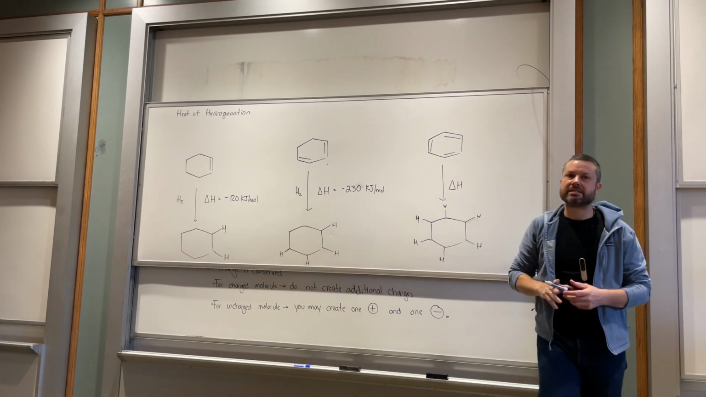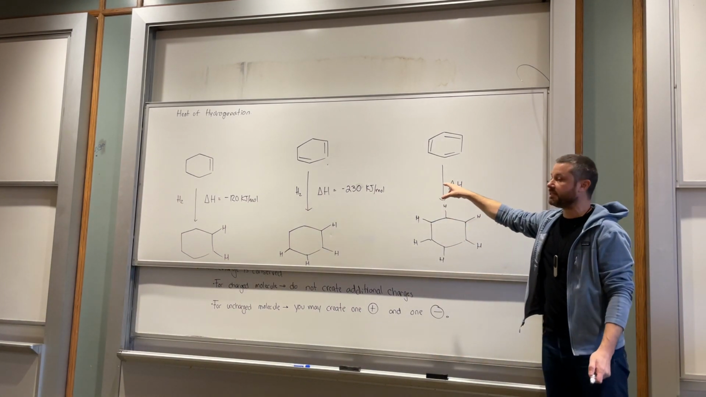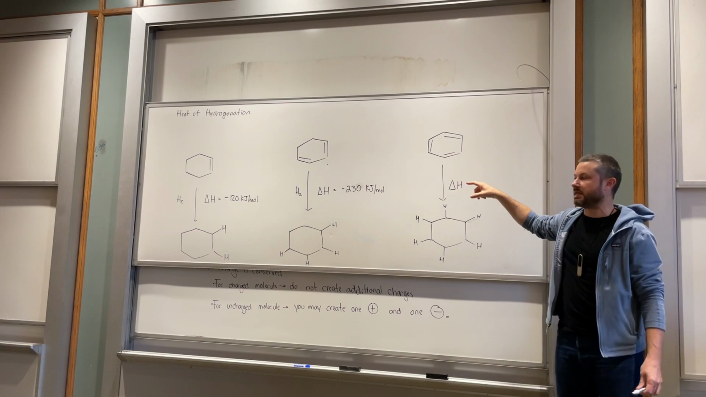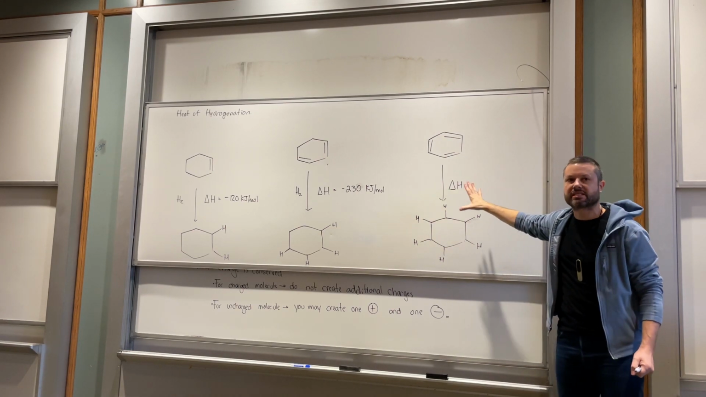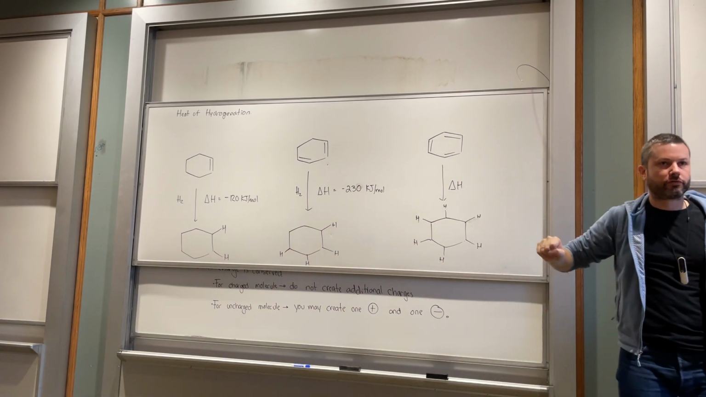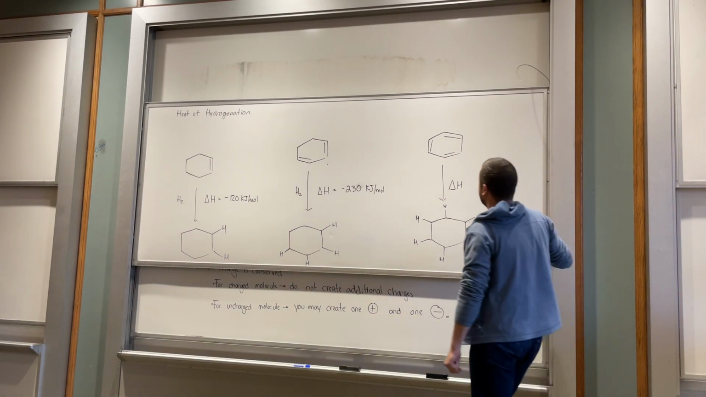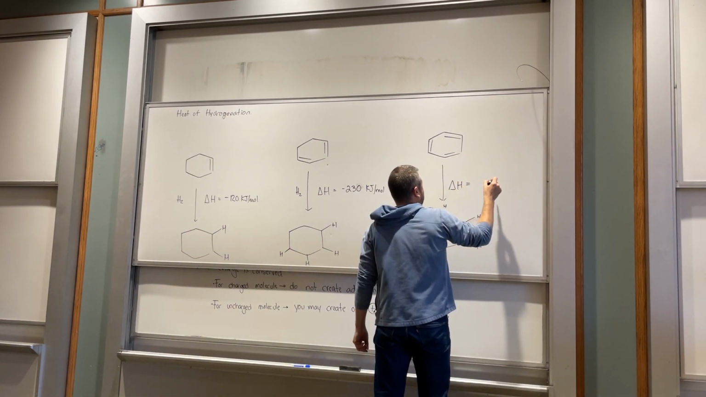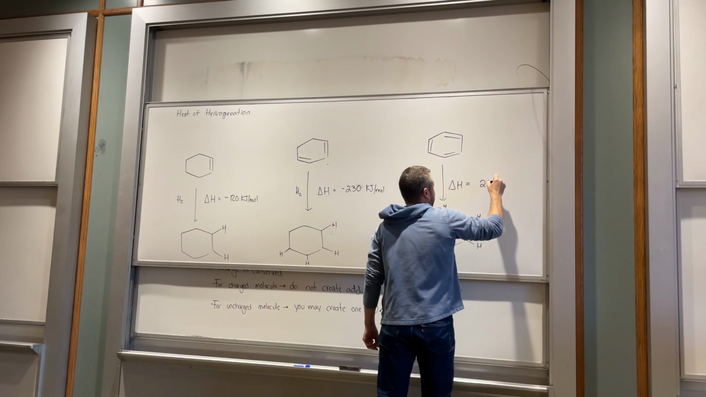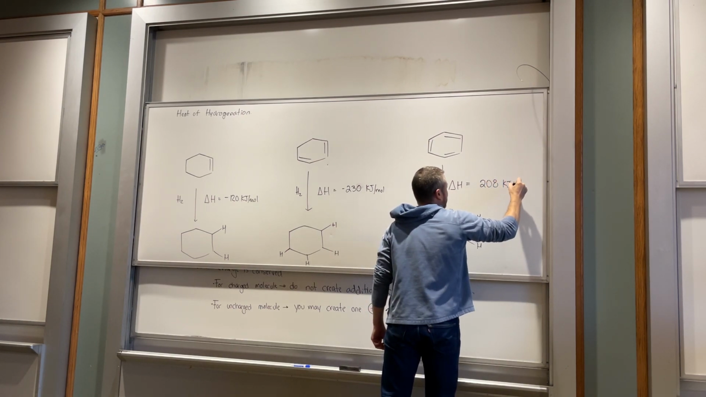If we take benzene, based upon what we see here, we would maybe predict that benzene would be roughly 360 kilojoules per mole for the heat of hydrogenation. But the delta H for this system is 208 kilojoules per mole.